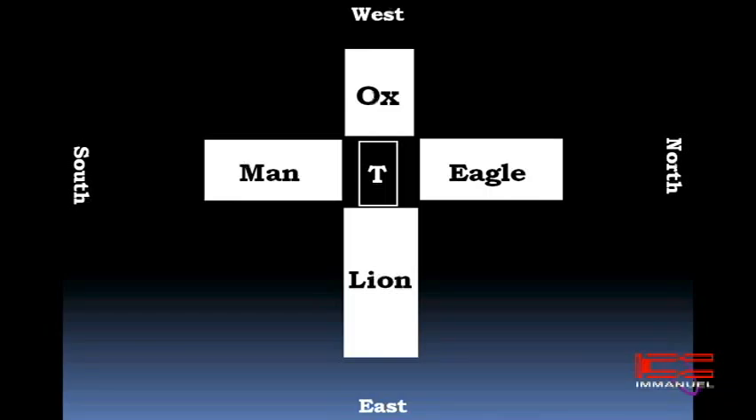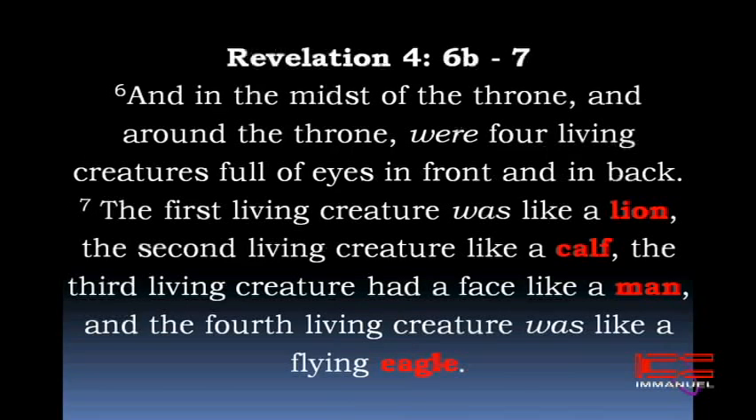But let's go back to the last book of the Bible. In Revelation chapter 4, verses 6b-7, it says, "And in the midst of the throne and around the throne were four living creatures full of eyes in front and in back. The first living creature was like a lion. The second living creature like a calf, the ox. The third living creature had a face like a man. And the fourth living creature was like a flying eagle."